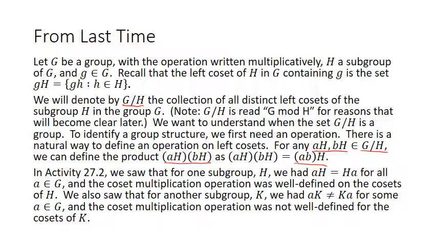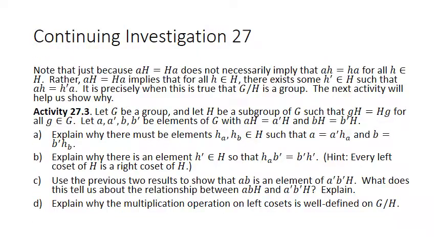In the activity that we did at the end of last time, we saw that for one subgroup H, we had this condition: aH equals Ha for all of the elements a in G. And we saw also that the coset multiplication operation was well defined on the cosets of H. Then we also saw that there was another subgroup in that group called K, and we had that aK did not always equal Ka. And we saw that the coset operation for those cosets was not well defined. So we're going to continue on with that theme and look a little more deeply at that concept.